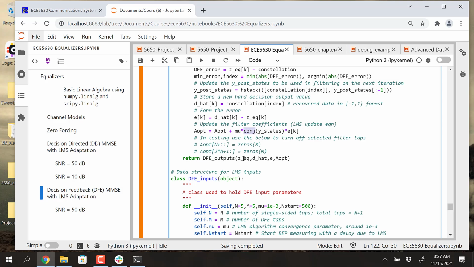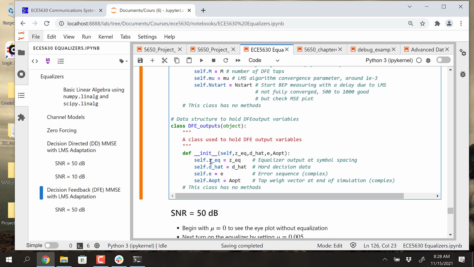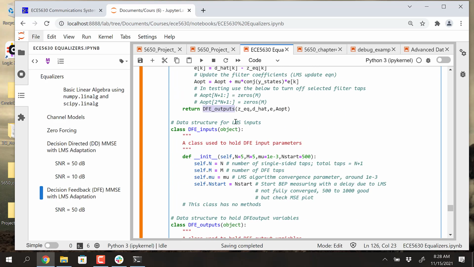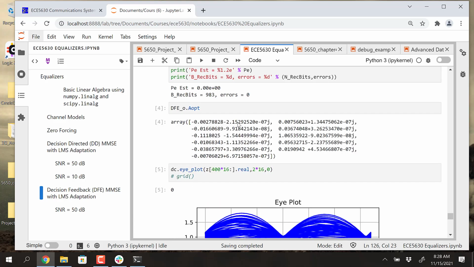And then I can just pass things to the output. I'm passing a variety of things to the output. They're actually getting returned into this structure array, which would be a class that doesn't have any methods. It's just a structure. So DFE outputs just has placeholders for these values, so that when I pass that out of the array, I can just dot into the outputs more conveniently. It's just a cleaner way of doing it.